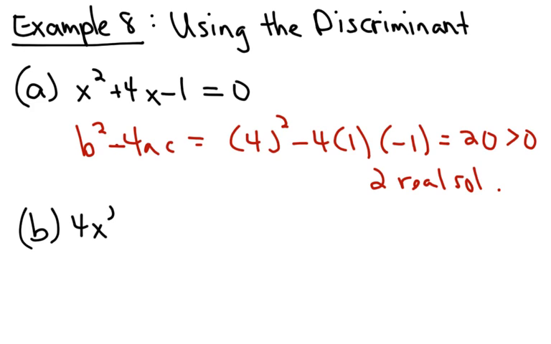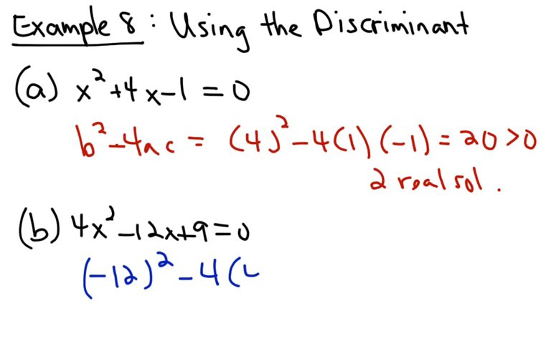How about 4x squared minus 12x plus 9 equals 0? And again, don't forget that your quadratic equation has to equal 0. If it doesn't, you must make it equal 0 before you try this. All right, so b squared minus 4ac is going to give me 0. Well, if I get 0, that means there's 1 real solution.